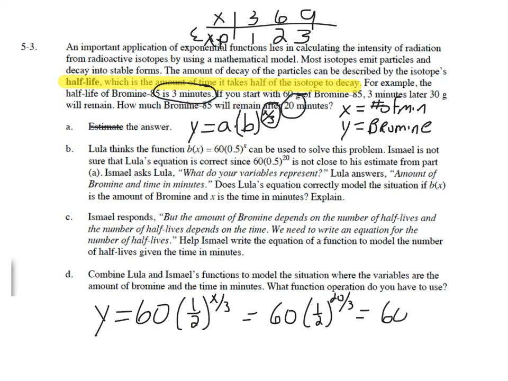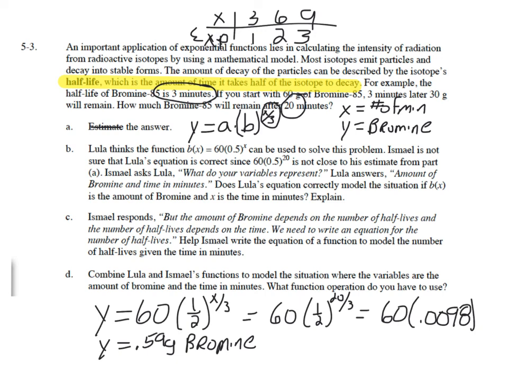60 times 0.0098. So then y equals 0.59 grams of bromine after 20 minutes.